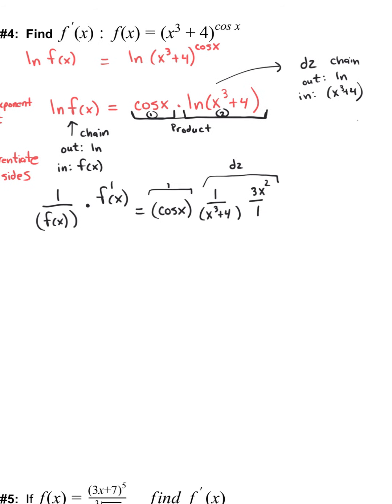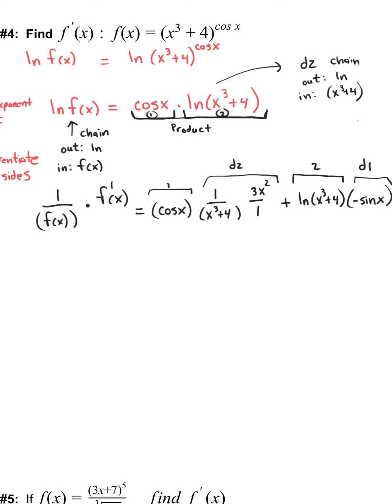Now we come back with the second function as is. So we have ln of x to the third plus 4. So that is 2 as is. And now for d1, we just need the derivative of the cosine. And we know that the derivative of the cosine is negative sine of x. So there we have it.